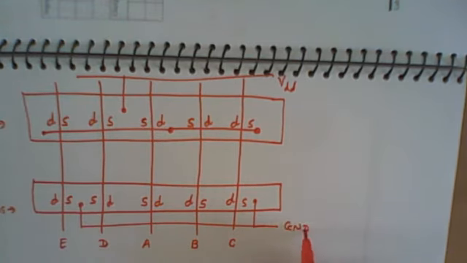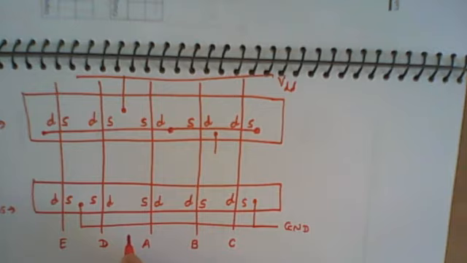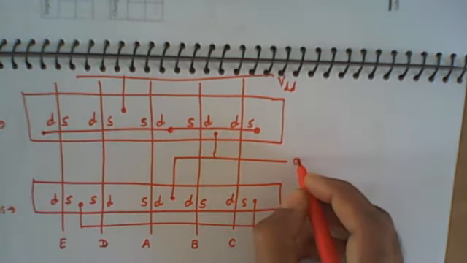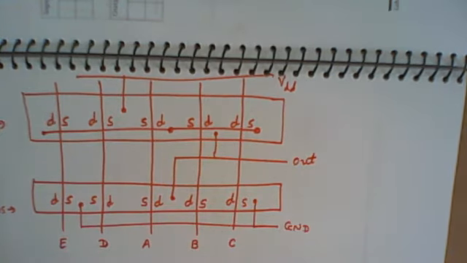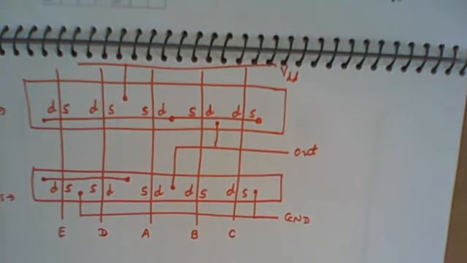It is ground, sorry, it is connected at the ground, and the drain of BC and the drain of AB. The drain of B and C of the PMOSFET, and the drain of A and B of the NMOSFET is connected at the output, and the drain of the E NMOSFET is connected with the drain and source of the D and A MOSFET.